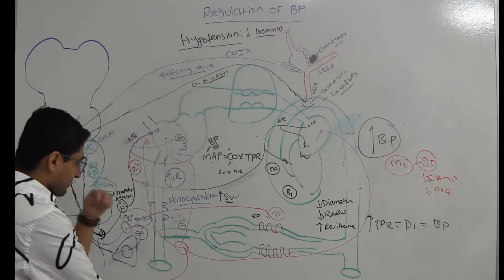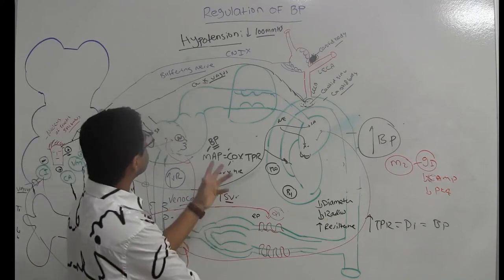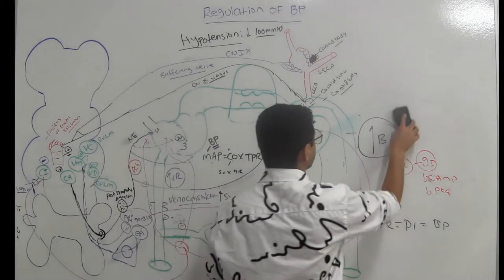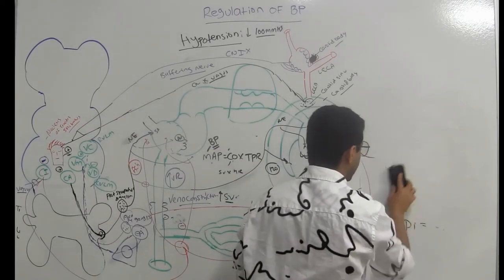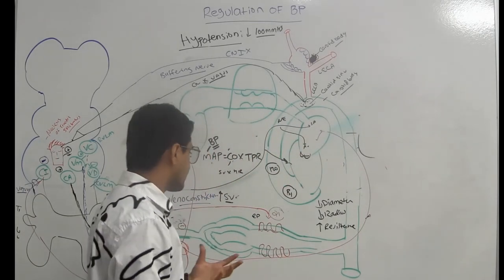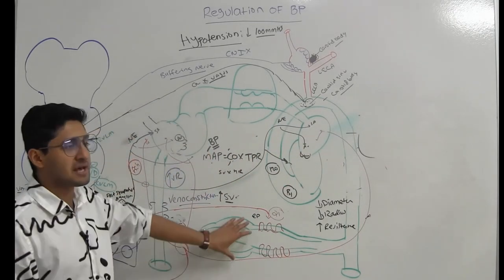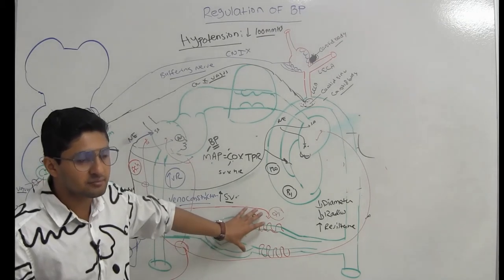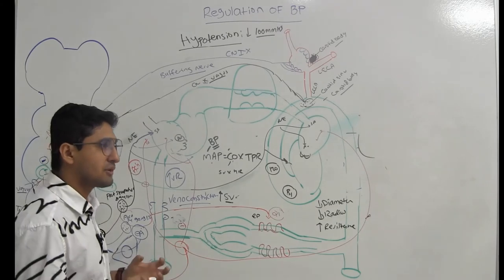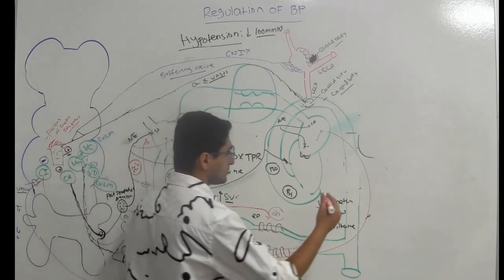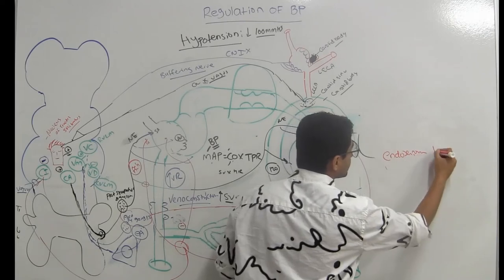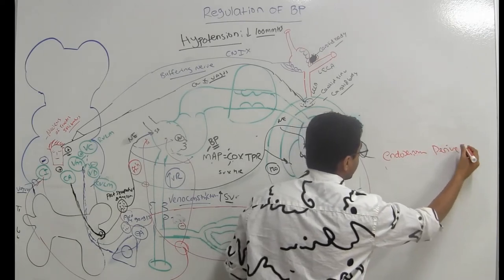Now, this is the neuronal control. But remember, we talked about there is a way to control with the blood vessels, how it increases your contractility and all that stuff, right? But sometimes, you know what these guys have? These guys also have something called endothelium-derived factors. So what are they called? They're called endothelium-derived factors. What does that mean?